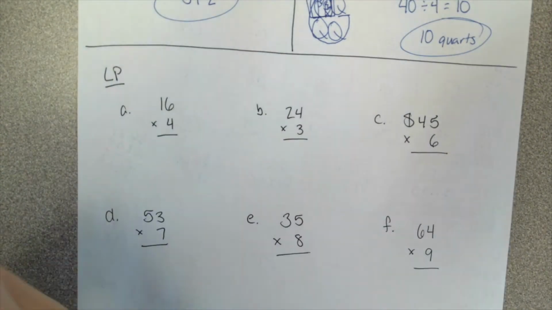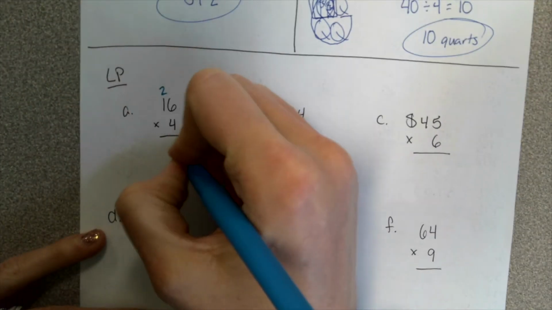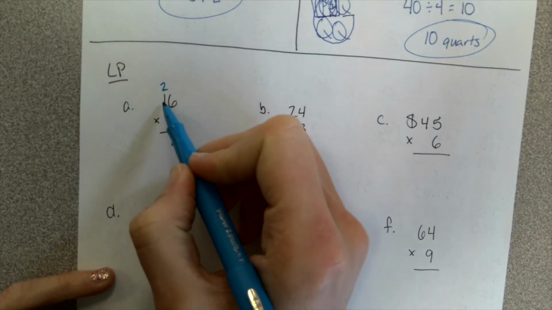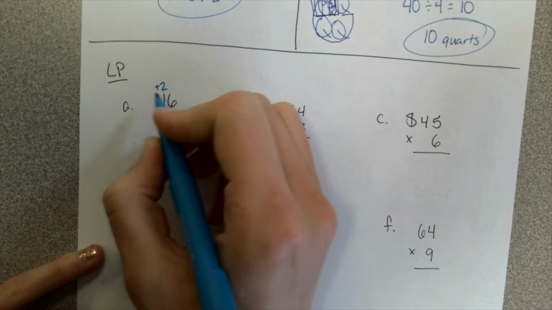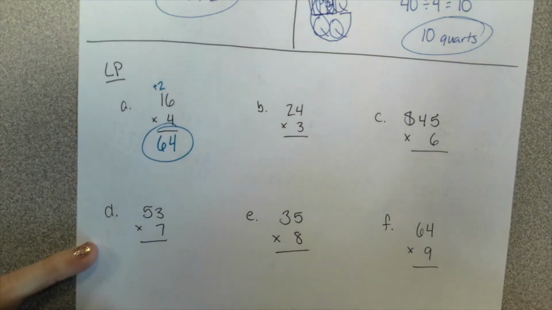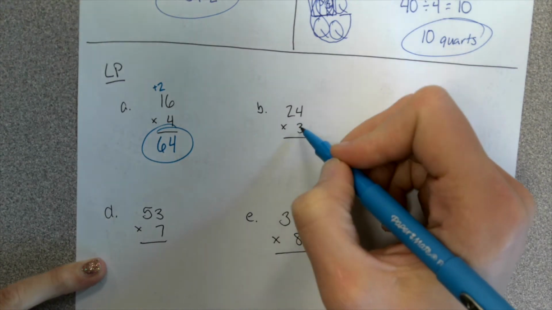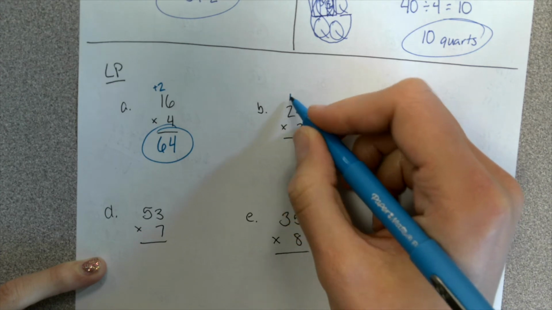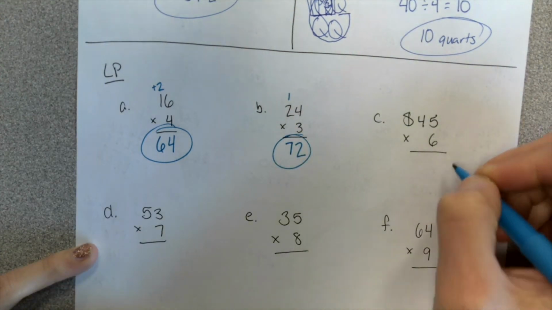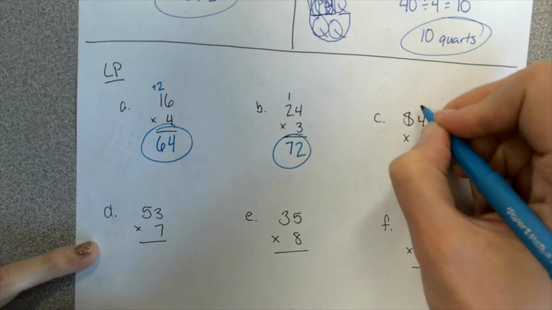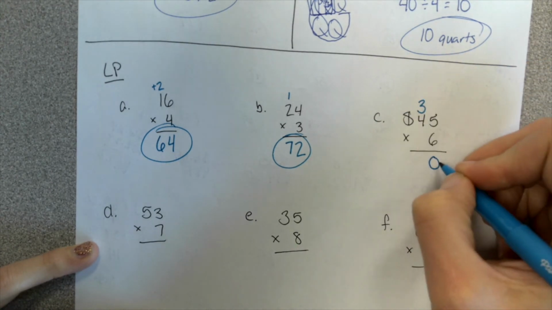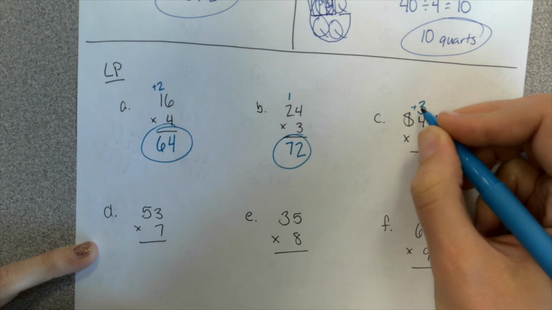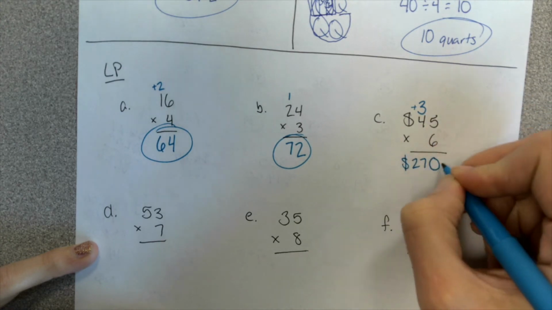4 times 6 gives me 24. 2 goes up, 4 comes down. Now I'm going to multiply, then add. 4 times 1 is 4. Plus 2 gives me 6, so I get 64. 34 times 3. 3 times 4 is 12. 1 up, 2 down. 3 times 2 is 6, plus 1 is 7. Now I've got 65 times 6. 6 times 5 is 30. 3 up, 0 down. 6 times 4, multiply, then add. 6 times 4 is 24, plus 3 is 27.